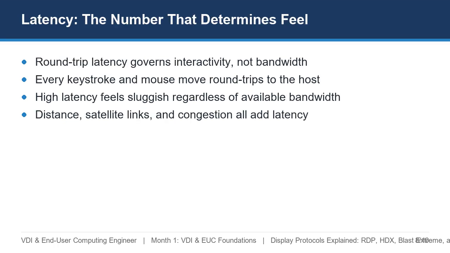Round-trip latency is what interactivity actually depends on. Every keystroke and mouse movement has to travel to the host, and the resulting screen update has to come back, so high latency from long geographic distance, satellite links, or an overloaded network path makes a session feel sluggish no matter how much bandwidth is available. This is why protocol engineers spend so much effort on transport and prioritization rather than just raw compression ratio.